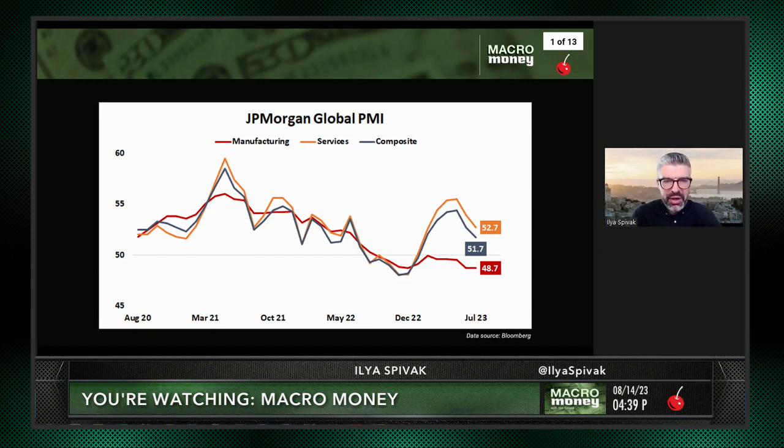The catch-all there, the composite index, has clearly turned a corner and is getting closer to 50, having been further away. So we are still growing. We're still above 50, but the rate is very clearly coming down. This is a story that isn't specific per se to developed or emerging markets.